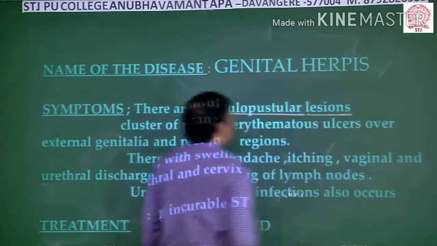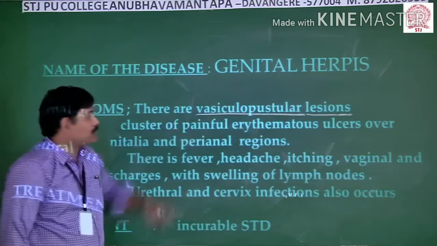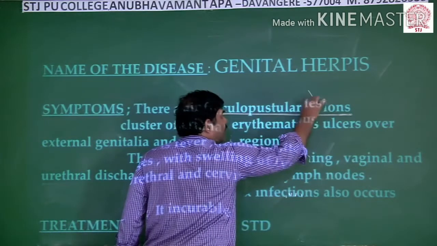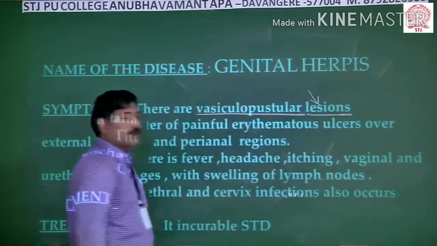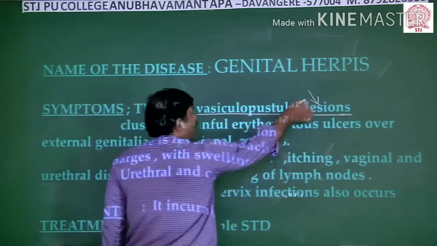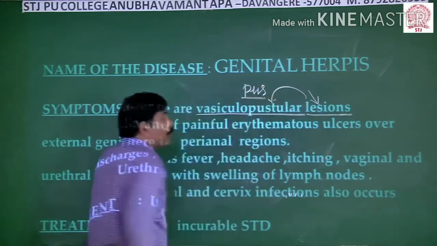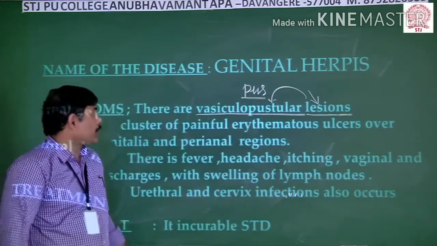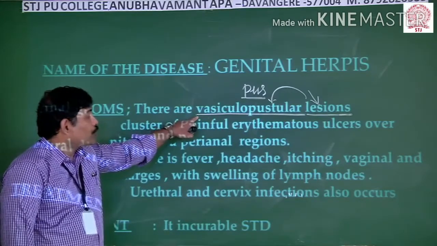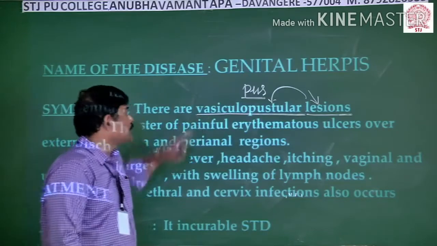Vesiculopustular lesions are present. Lesion means, as you know very well, a sore or a wound. It consists of pus. Pus-containing wounds are present; they are known as vesiculopustular lesions. This is one of the symptoms of this disease.